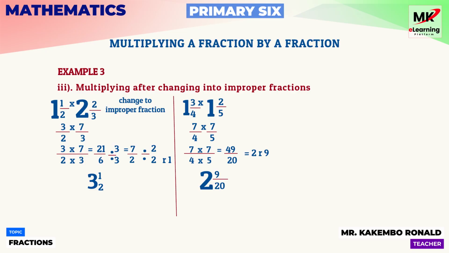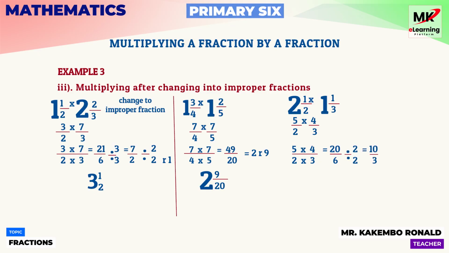Now finally, let's look at this: 2 and a half times 1 and a third. Change them to improper fractions. 2 and a half changes to 5 out of 2, and 1 and a third becomes 4 out of 3. Now multiply the tops and multiply the bottoms. 5 times 4 is 20. 2 times 3 is 6. The answer is 20 out of 6. We can reduce it by 2. We divide by 2 up and down, and it becomes 10 out of 3, which is 3 and a third.